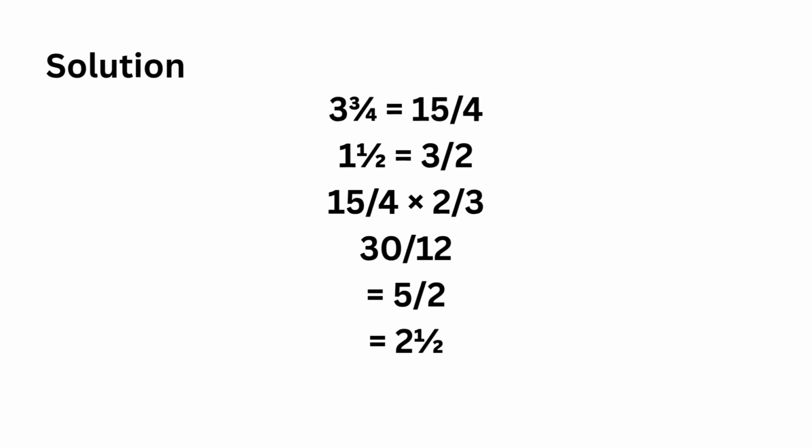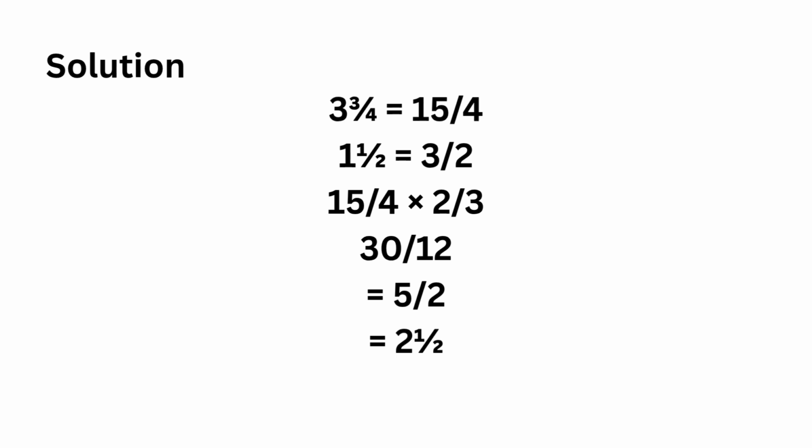3 whole number 3 over 4, we convert that to an improper fraction. 3 times 4, the denominator, gives you 12. 12 plus 3, 15 over 4. So 3 whole number 3 over 4 becomes 15 over 4. 1 1/2 becomes 3 over 2. 1 times 2 plus 1, that's 3 over 2.